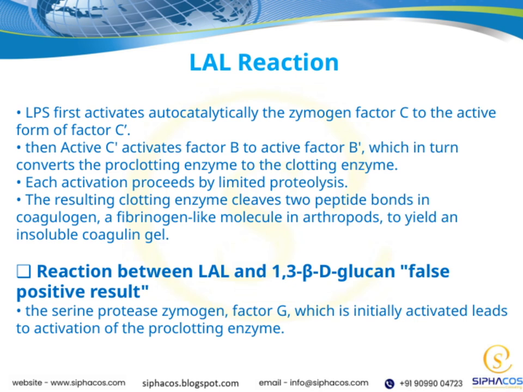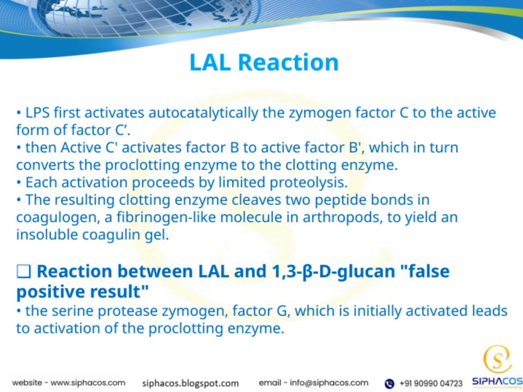This activated factor B then goes on to convert the proclotting enzyme into its active form, the clotting enzyme. It's important to note that each of these activation steps involves limited proteolysis, meaning specific cleavage events that precisely activate each factor without breaking everything down. Finally, the clotting enzyme produced cleaves two peptide bonds in coagulogen, which is a fibrinogen-like molecule found in arthropods. This cleavage results in the formation of an insoluble coagulin gel, effectively forming the clot.